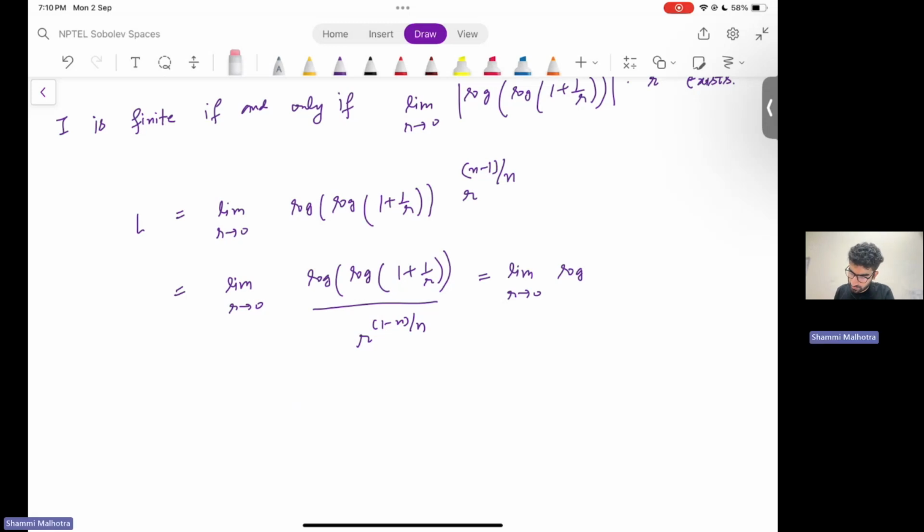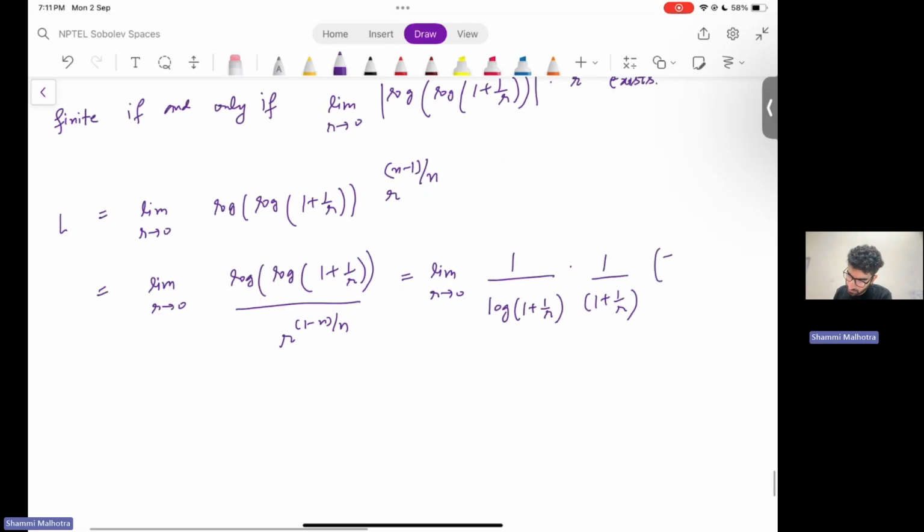So let us try to apply the L'Hopital rule. This is 1 upon log of 1 upon 1 plus 1 by r, and this we have 1 upon 1 plus r, 1 plus 1 upon r, and this is nothing but minus 1 by r square, whole divided by 1 minus n whole divided by n, 1 minus n whole divided by n minus 1.